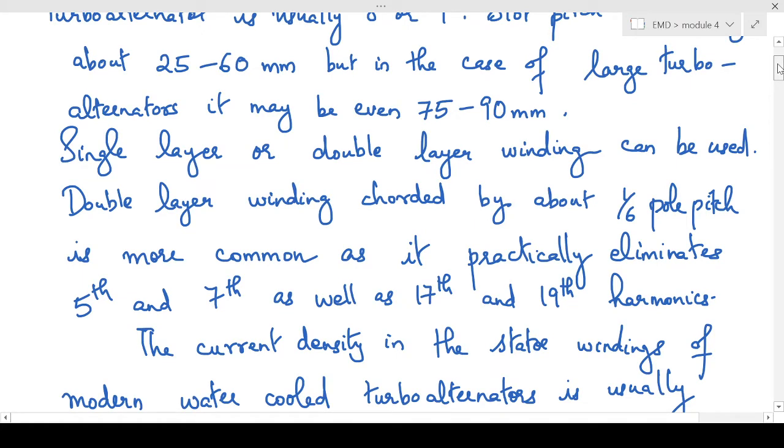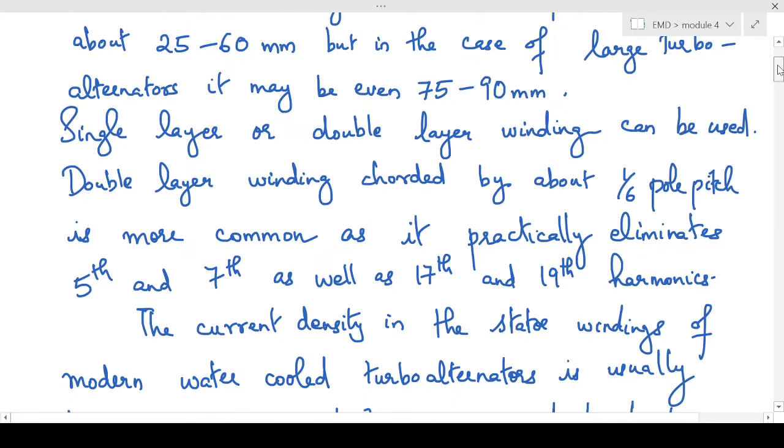Since the alternator is star connected, the triple harmonics will be absent, and double layer winding short chorded by 1/6 pole pitch is more commonly used because it can eliminate the 5th, 7th as well as 17th and 19th harmonics.